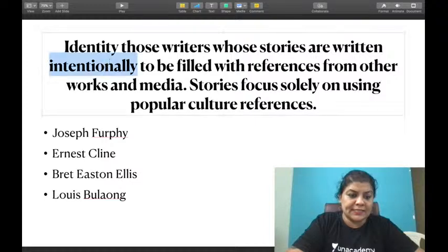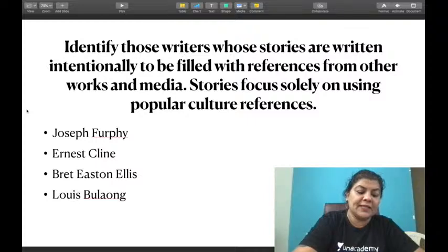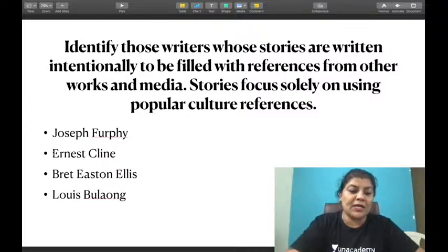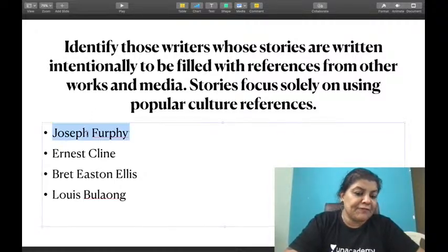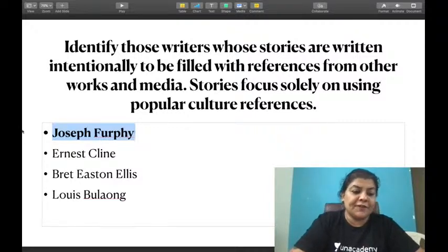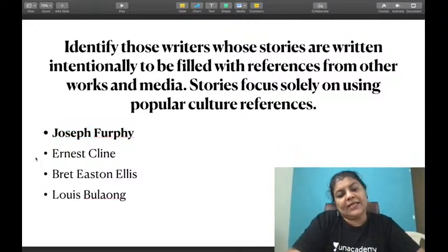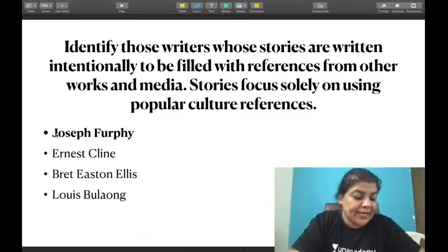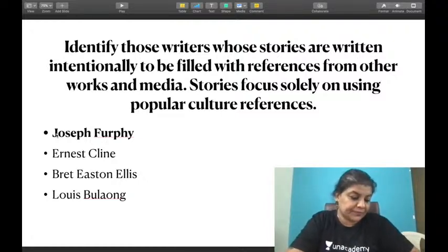Identify those writers whose stories are written intentionally to be filled with references from other works and media. Intertextuality. Which of these writers used intertextuality a lot? Popular culture references. It is definitely not Joseph Furphy. Joseph Furphy is an early writer. He is the father of the Australian novel, Joseph Furphy.